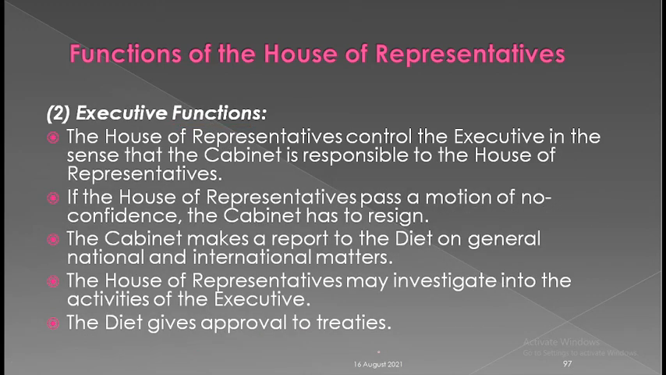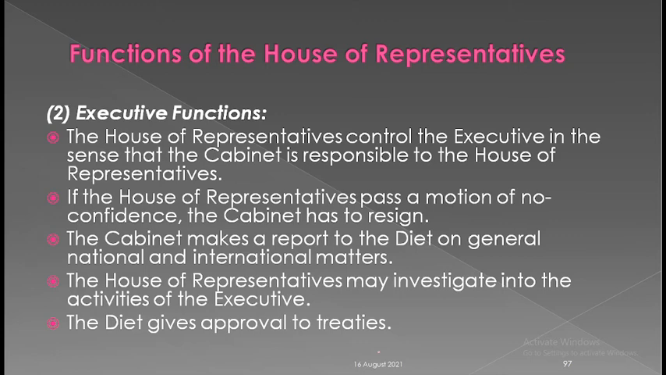Executive functions. Since most of the cabinet members are drawn from the House of Representatives, and since the cabinet is collectively responsible to the House of Representatives, the House of Representatives is obviously more powerful or more influential in the case of executive functions. However, there are also many other executive functions which the two houses collectively take decisions on.